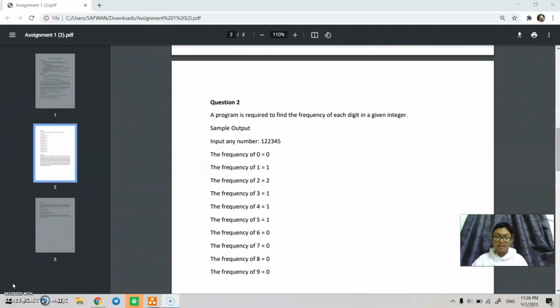Hi, so I will present question number 2. Question number 2 wants us to make a program which finds the frequency of each digit in an integer given by the user. The example is the user puts 1, 2, 2, 3, 4, 5 as the input, which is a positive integer. So the program will calculate the frequency of each digit in that particular integer. It will give us the frequency of numbers from 0 to 9.